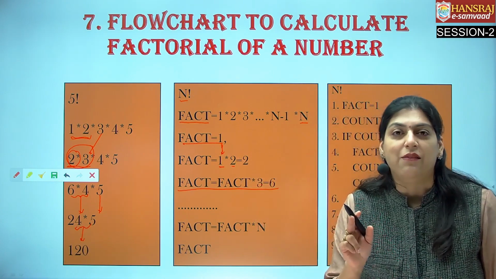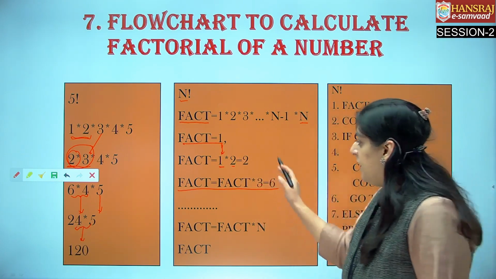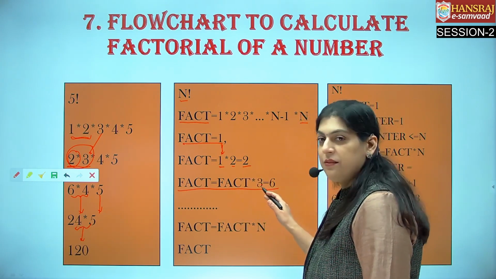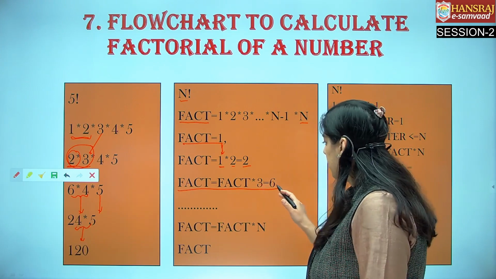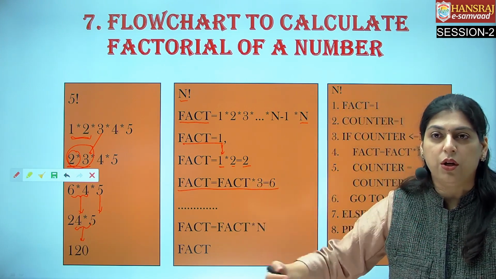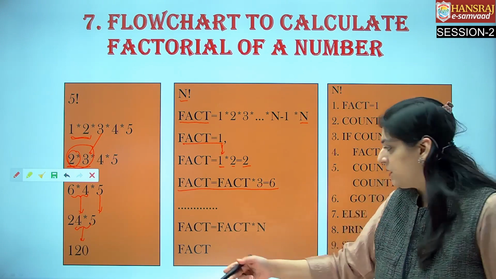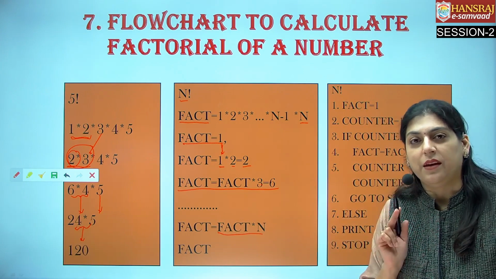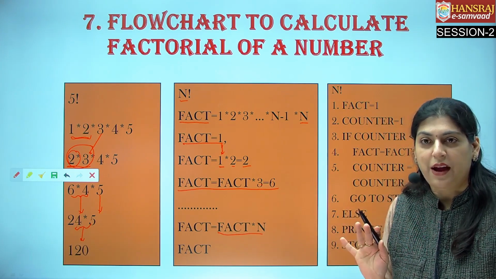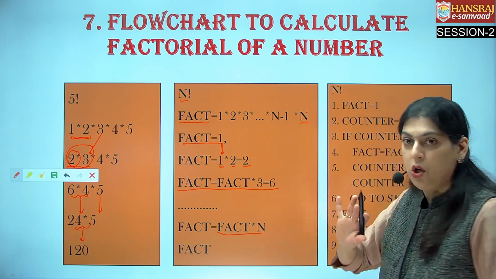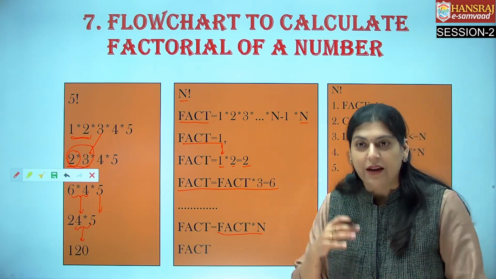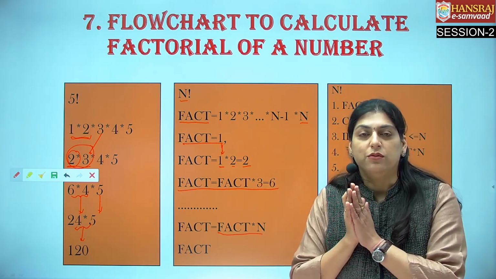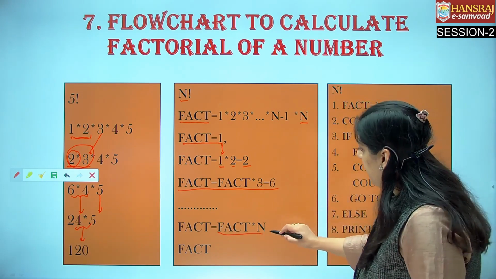Now the fact is having a value 2. Next step, the fact will be 2 multiplied by 3. So it is getting a value 6. And so on, you keep on multiplying with the next term. And the last time, I have to multiply it with number n. Right? This is a basic logic for how we can write a program or draw a flowchart to find the factorial of a number. Right? This statement is important.